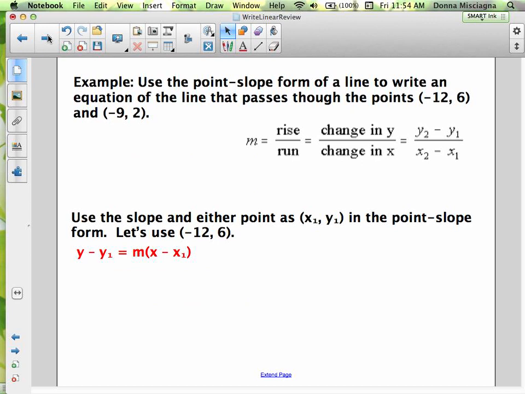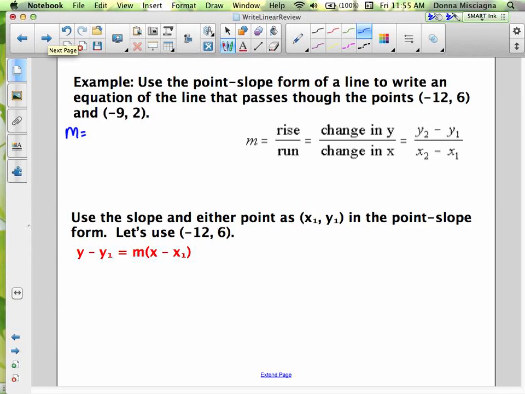Right, here we have another problem. So we want to use the point-slope form to write the equation, and we're going to write it then in slope-intercept form when we're done. Right, so we have our slope. Well, we don't have our slope, but we can find our slope by taking the difference in the y-coordinates over the difference in the x-coordinates. And it doesn't matter who's first, just be consistent.